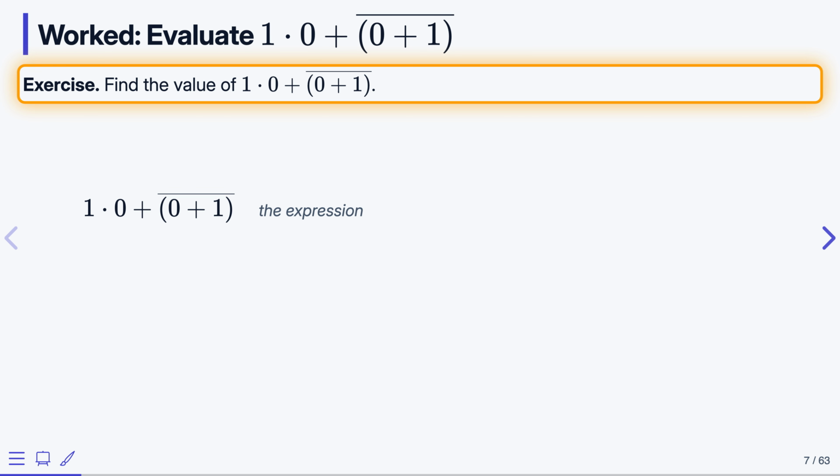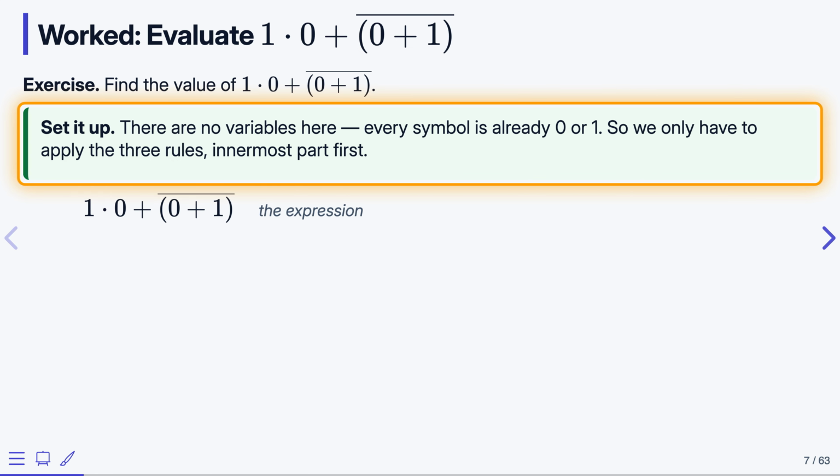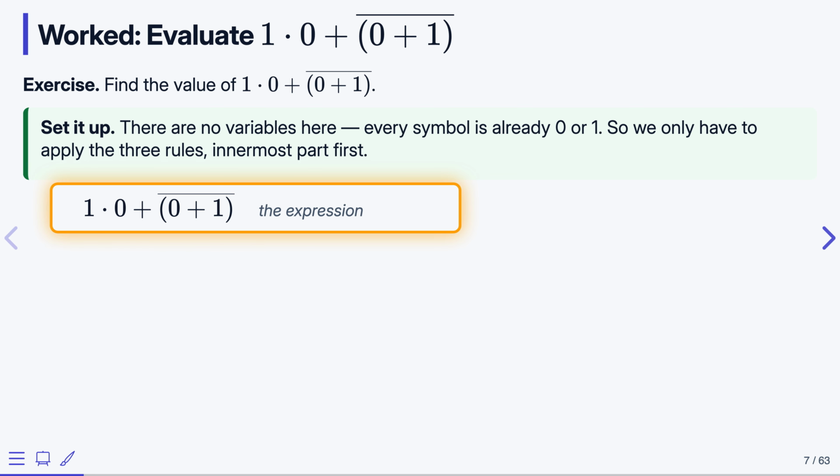Let's work this one at the board. We want the value of 1 times 0, plus the bar of the bracket 0 plus 1. Set it up. There is nothing to substitute. Every symbol is already a 0 or a 1. So we just apply the three rules and we start with the innermost part. Line 0 is the expression we were given.